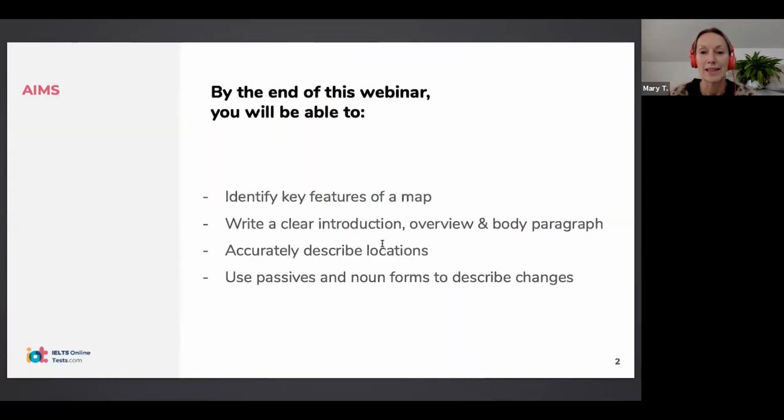So by the end of this webinar, you'll be able to identify key features of a map, write a clear introduction, overview, and body paragraphs, accurately describe locations, and use passives and noun forms to describe changes.